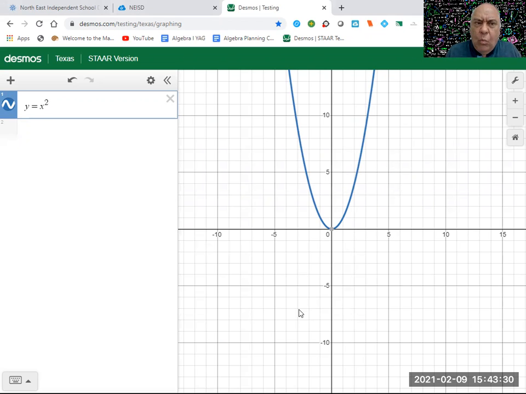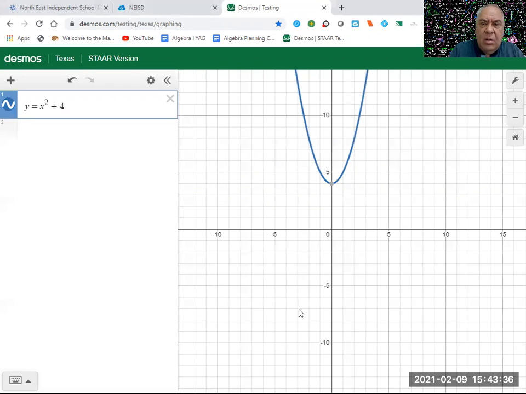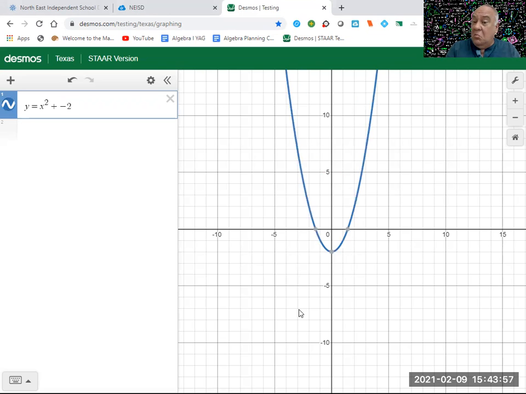Now, what if I just add a number to it, plus 4? Notice it just moved it up 4. It's because the 4 is by itself. It's not 4x, it's just 4. So the b term is 0. So it's 1x squared plus 0x plus 4. We know that that 4 is the y-intercept, and sure enough, it is. What if it did minus 2? Minus 2 is the y-intercept. So if there's no x term, then basically your parabola is centered on the y-axis. The y-axis is the axis of symmetry.